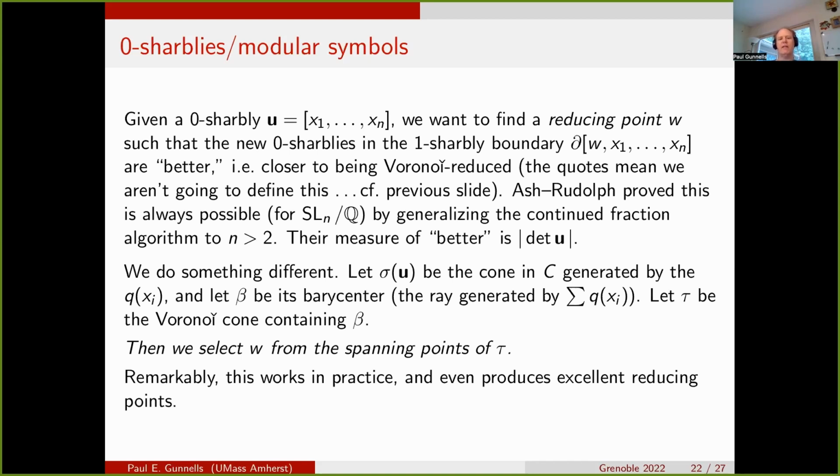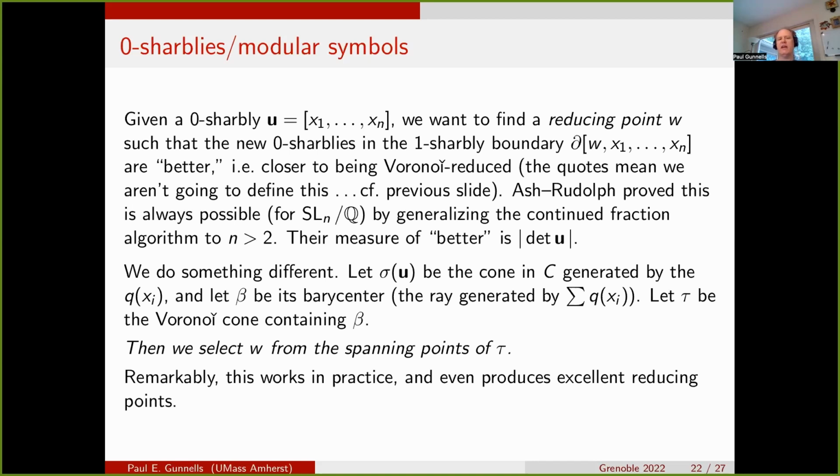All right. And then here's the idea. There's a Voronoi cone in his polyhedral decomposition that contains that barycenter, some top dimensional cone. Usually it could be a smaller dimensional cone, but there's some cone that contains that barycenter. Then I'm going to pick W from the spanning points of that cone. Okay. So I'm not saying anything about determinants. I'm not saying continued fractions. I'm just saying something geometric.